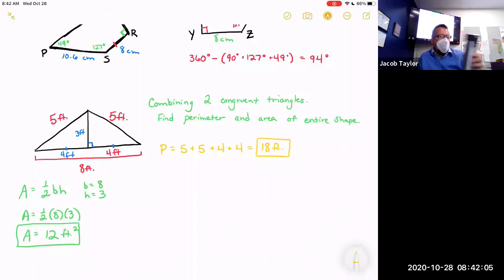How much coffee can fit in my coffee cup? That would be cubic units. I probably wouldn't measure it in feet, unless your cup was gigantic. Maybe inches, cubic inches, perhaps.